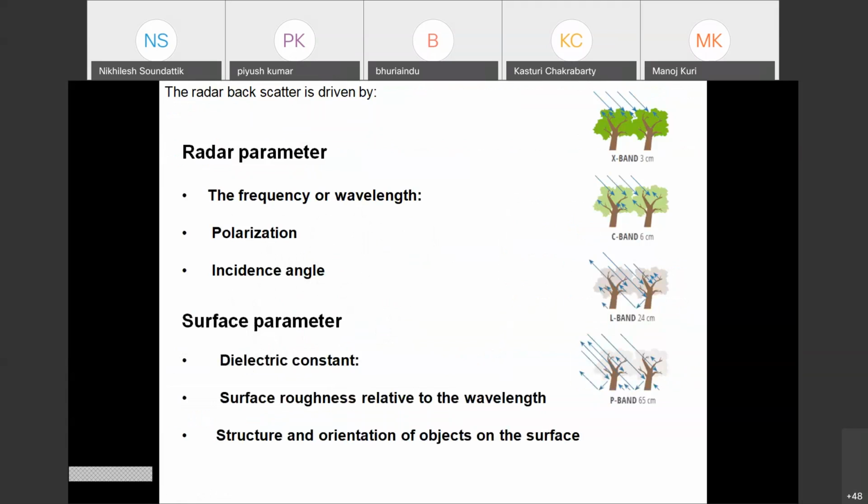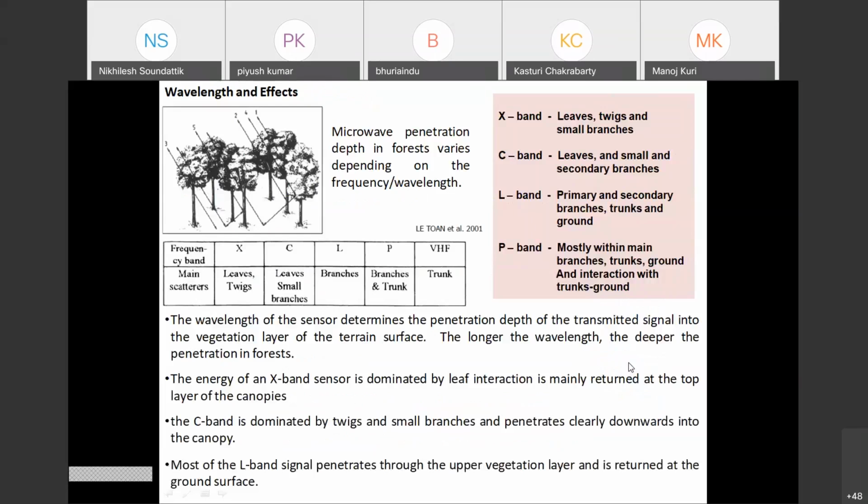These components interact depending on the radar parameters like frequency or wavelength, polarization, incidence angle. Then we have the surface parameters with which it is interacting: the dielectric constant, surface roughness, and structure and orientation of the surface. Particularly for us, it is the forested area, vegetation area. And as I have said, the penetration capability of each band and its interaction with the trees can be imagined from this particular diagram. So how is wavelength affecting it?